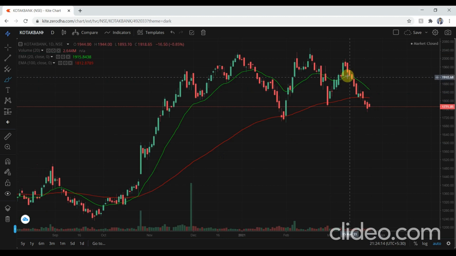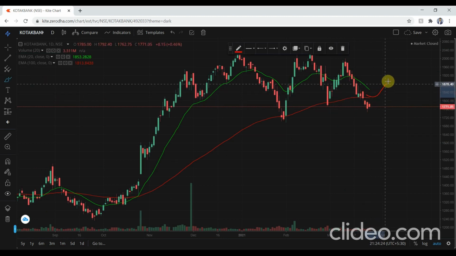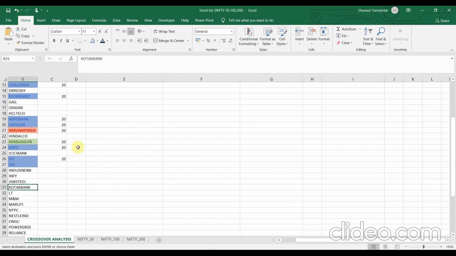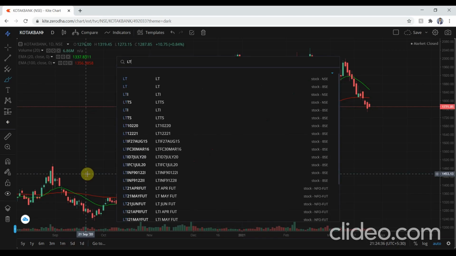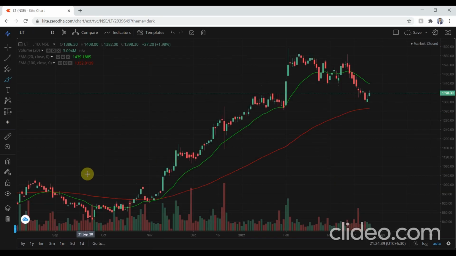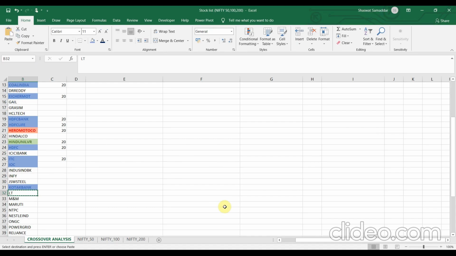Okay, so the Kotak Bank is in a downtrend and it can show a crossover, or it might bounce back from right here like this. Let me just draw it like this. It's possible. So, anyways, we'll mark it as blue. Next is Larsen and Toubro. Okay, so the gap is quite large. I don't think it's going to show the crossover unless something drastic happens. So I'll ignore the LNT.